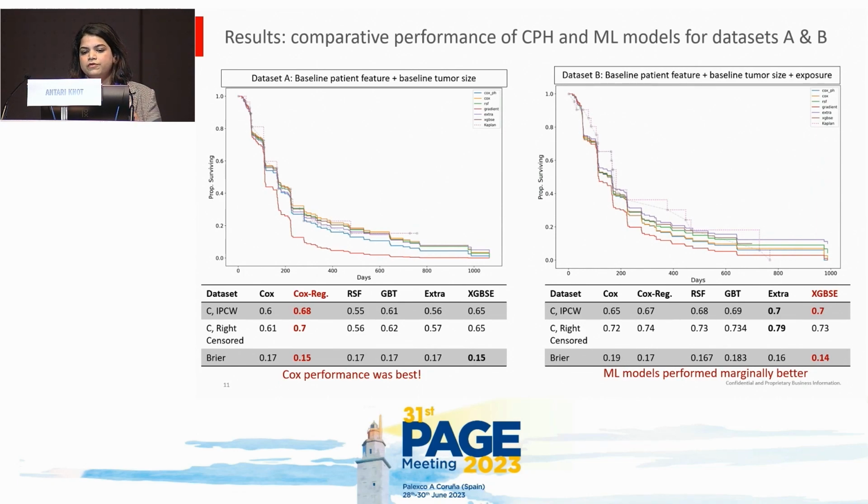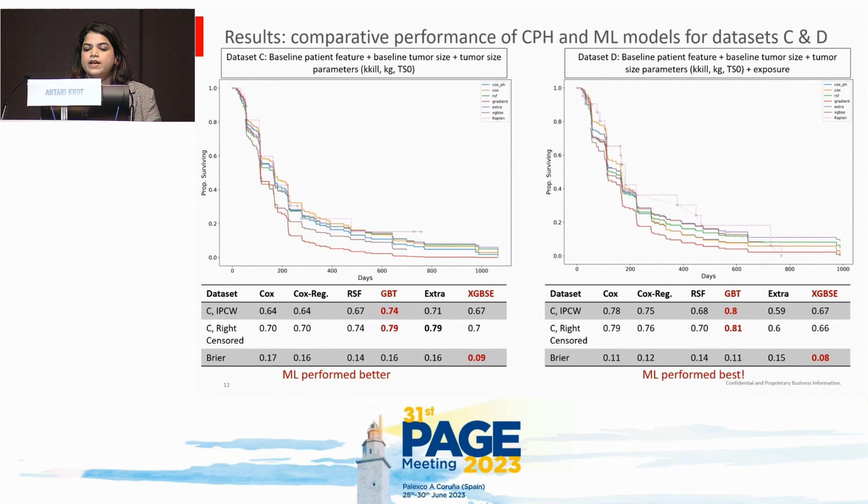But as we added more data, in the second data set, we added exposure to the baseline patient features. And we started to see that the machine learning started to do a little bit better. This is the best machine learning tree-based method that we used in this analysis, the extreme GB, gradient boosted method. And we started to see there was slight improvement over Cox regression analysis.